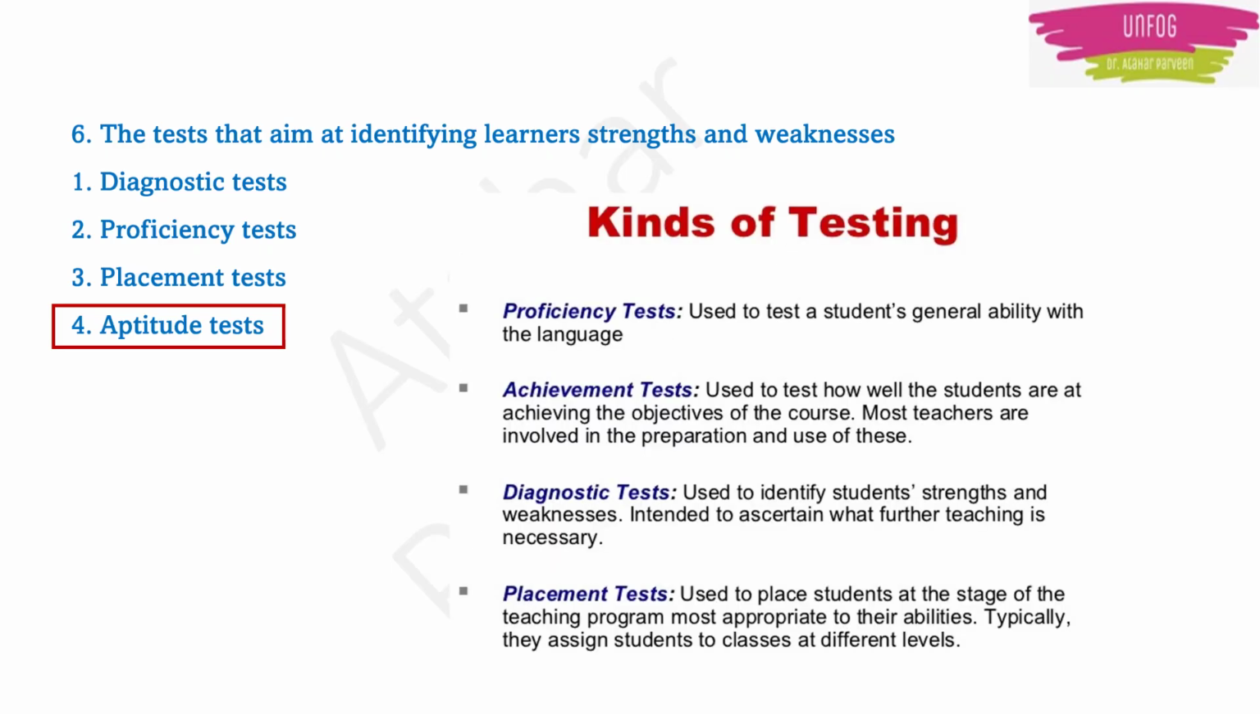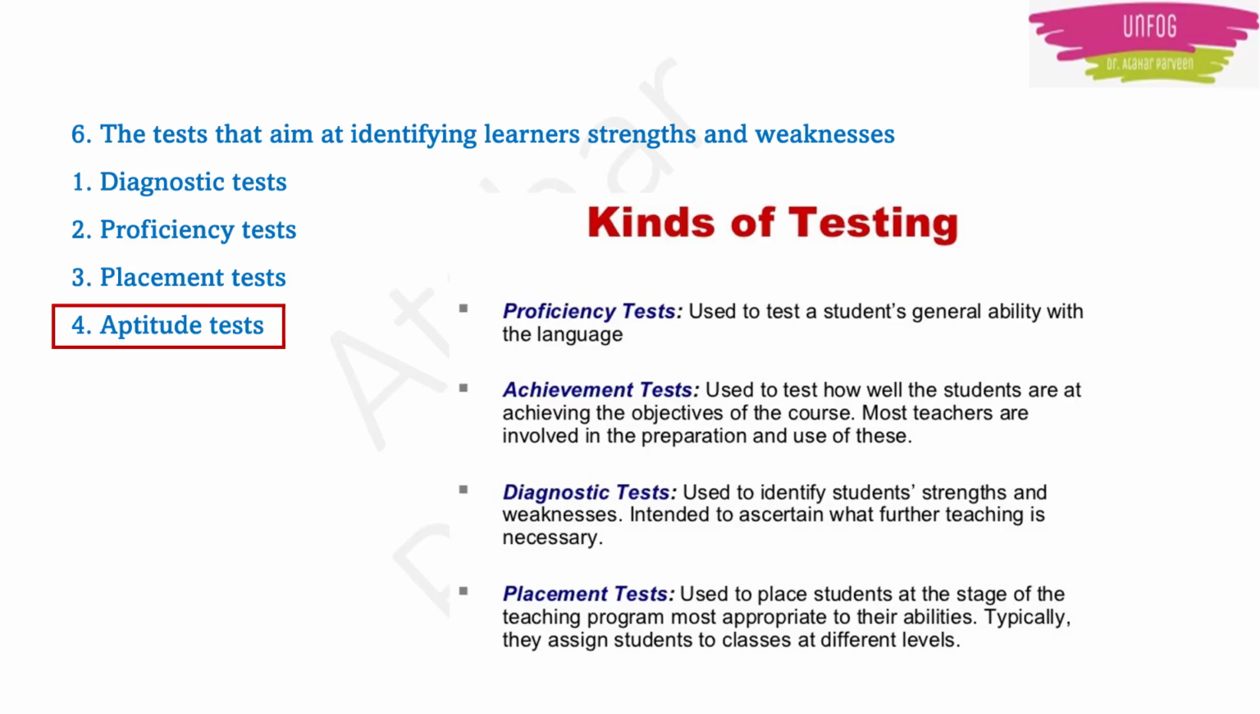So there are 4 kinds of testing. It can be proficiency test, it can be diagnostic test, it can be placement test, or it can be achievement test. Now what is this proficiency test? It is used to test a student's general ability with the language. That's the reason why everyone is scared about language, because there is a competency test, right? That is a proficiency test involving the language.